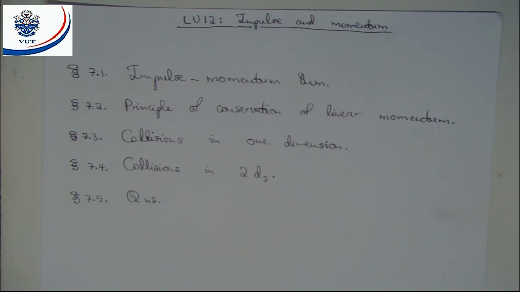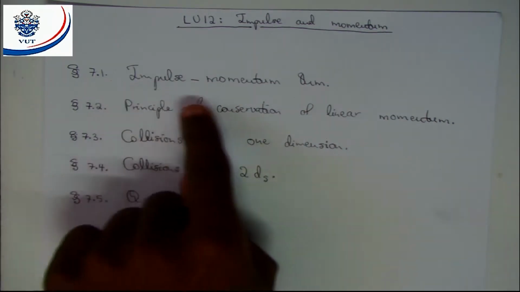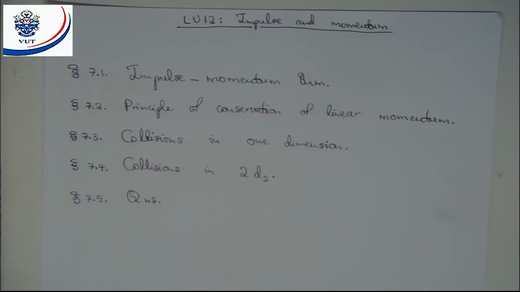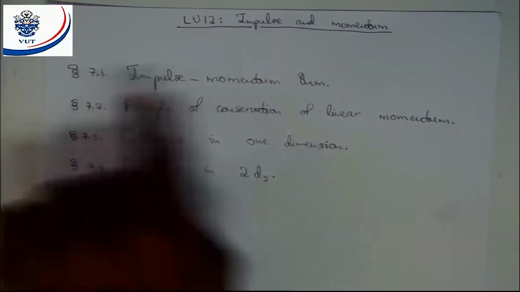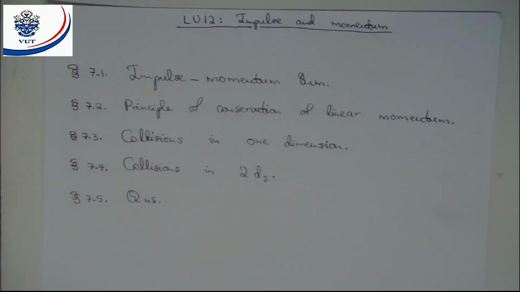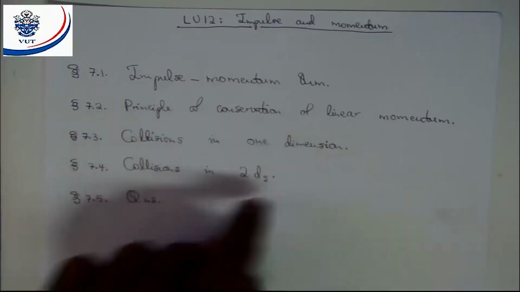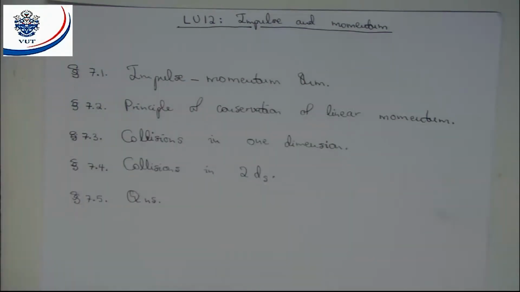So here I've just got the plan for today. It's a short section. So we will start with the impulse momentum theorem. But before we do that, it would be nice to define what is impulse and what is momentum. And then we'll derive that theorem, and then we'll look at the principle of conservation of linear momentum, and after that we'll just study collisions both in 1 and 2 dimensions.